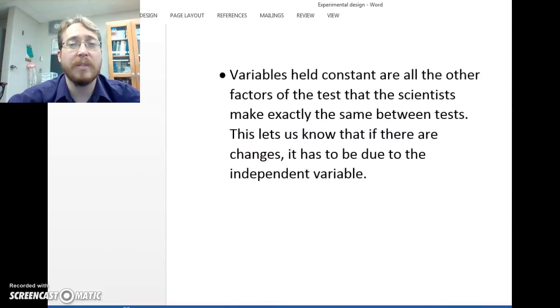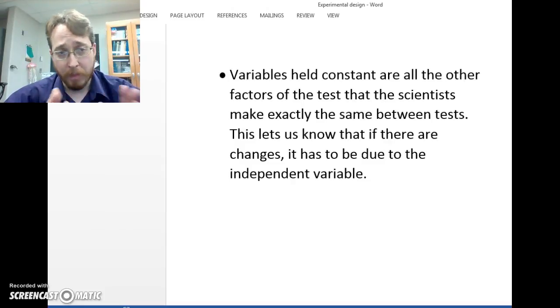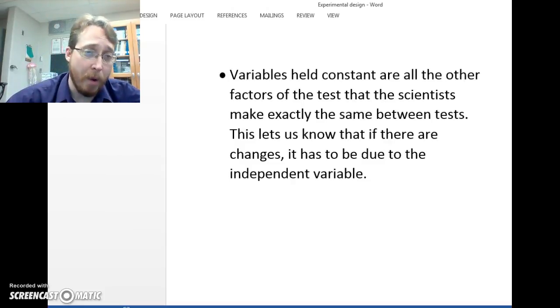And finally, variables held constant are all the other factors of the test the scientists make exactly the same between the tests. This lets us know if there are changes, it has to be due to the independent variable. Everything about the glass was the same. The broth was the same. They heated up all of the broths to kill any bacteria that might have been in there at the beginning. They waited the same amount of time. Everything about the experiment was the same except for how they changed how air could get into the bottle.